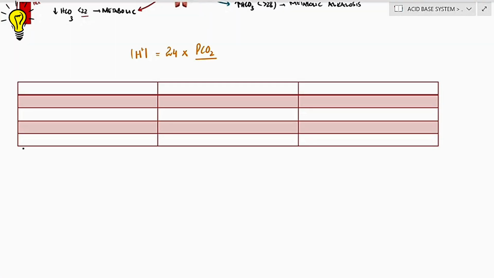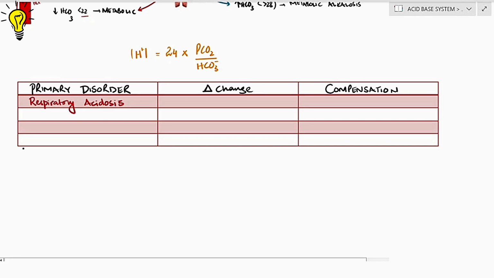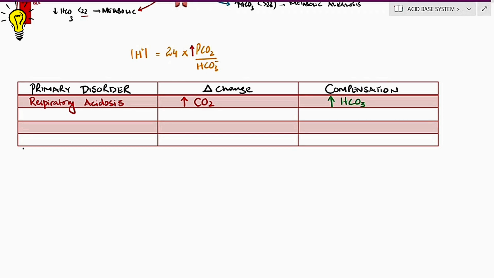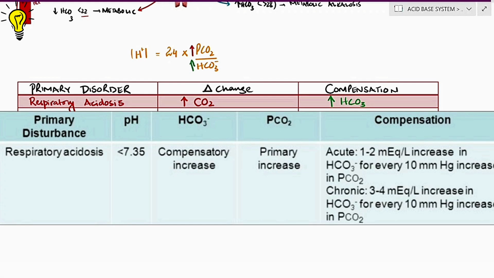To sum up the traditional way of acid-base functioning, keep this equation in mind. In respiratory acidosis, the primary issue is increase in carbon dioxide levels, compensated by bicarb ions. For acute respiratory acidosis, bicarb increase is 1 to 2 milliequivalents per liter for every 10 millimeters of mercury rise in carbon dioxide. For chronic case, kidneys kick in and bicarb rise is 3 to 4 milliequivalents per liter for every 10 mm rise in carbon dioxide levels.